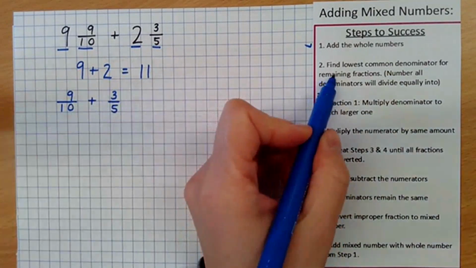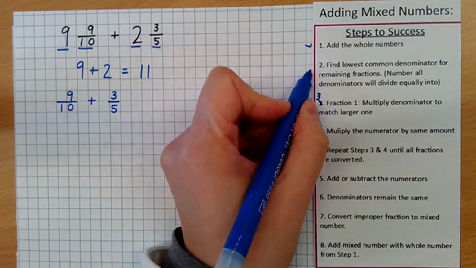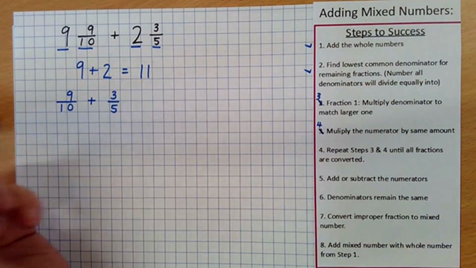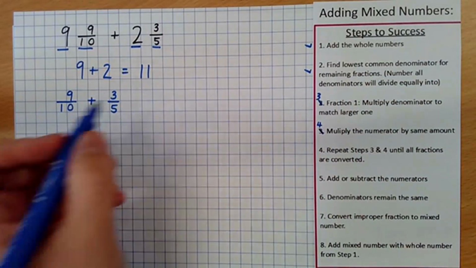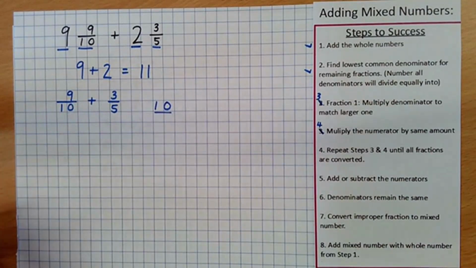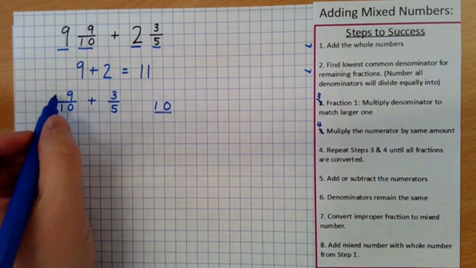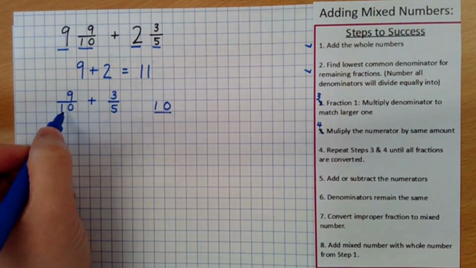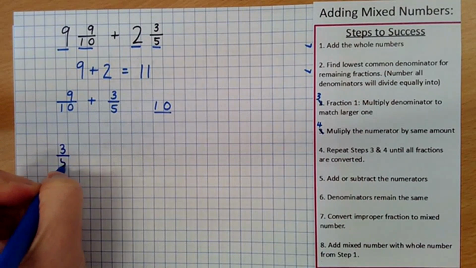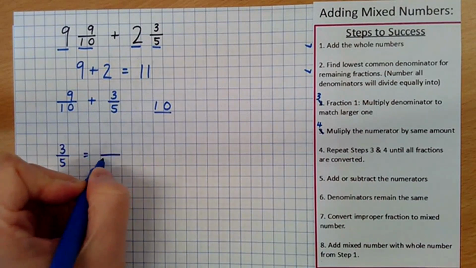And I'm going to find the lowest common denominator. So what's the lowest common denominator? I have 10ths and 5ths. Good, 10. So I'm going to write the 10 there so that I know that I'm converting to tenths. Am I going to convert 9/10? No, because it's already a tenth. So I'm going to convert 3/5 into tenths.